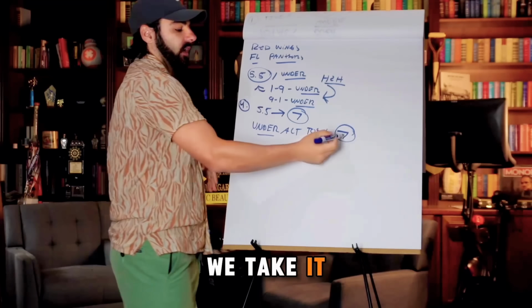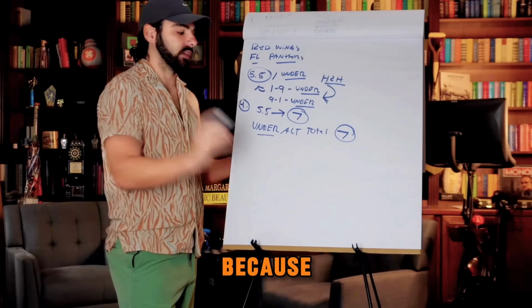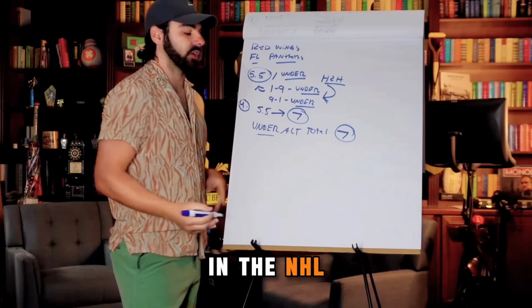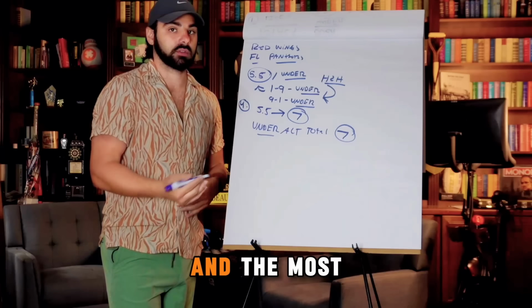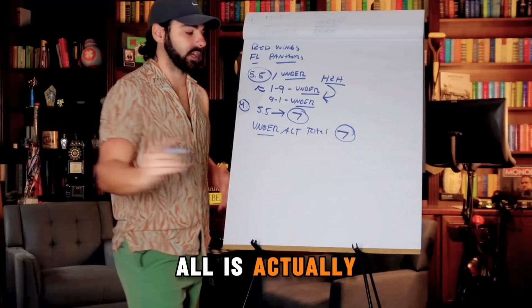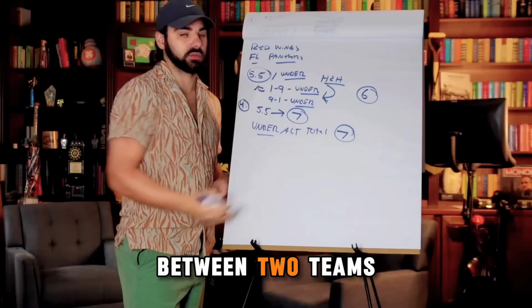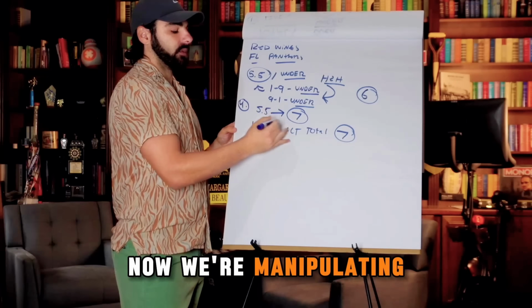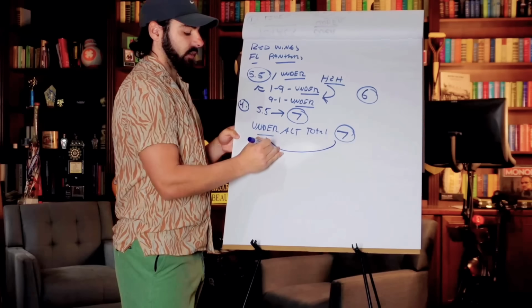Now why do we take it at 7? The reason we're taking it at 7 is because when it comes to key numbers in the NHL, the most common number of all is actually 6. Okay, 6 is the most common number for total goals between two teams. Now we're manipulating that to go 1 above while we're focusing on the under here.